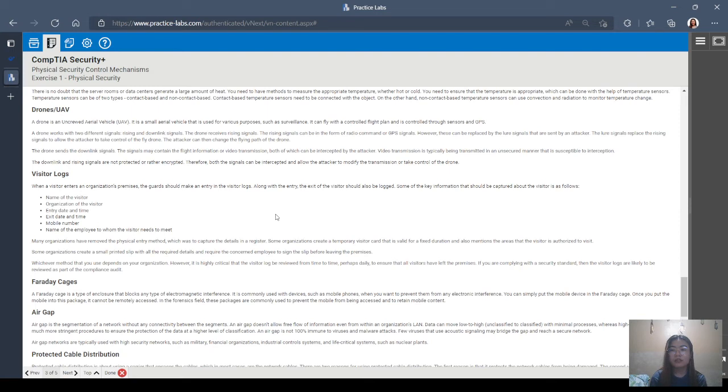Visitor log. When a visitor enters an organization's premises, the guard should make an entry in the visitor log. Along with the entry, the exit of the visitor should also be logged. Some of the key information that should be captured about the visitor is as follows: name of the visitor, organization of the visitor, entry date and time, exit date and time, mobile number, and name of the employee whom the visitor needs to meet.